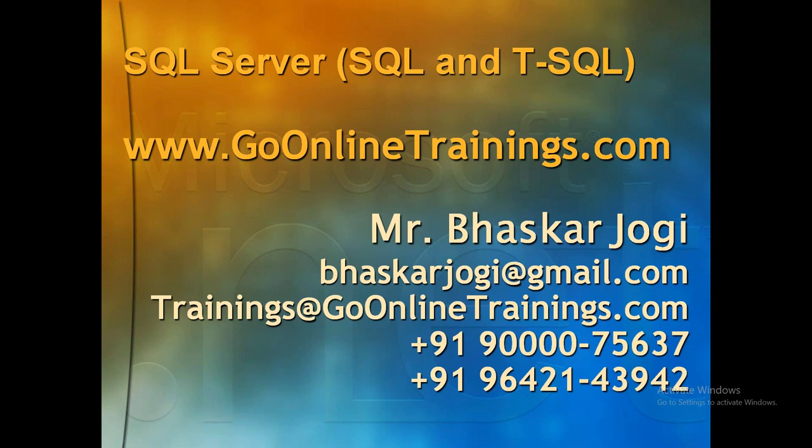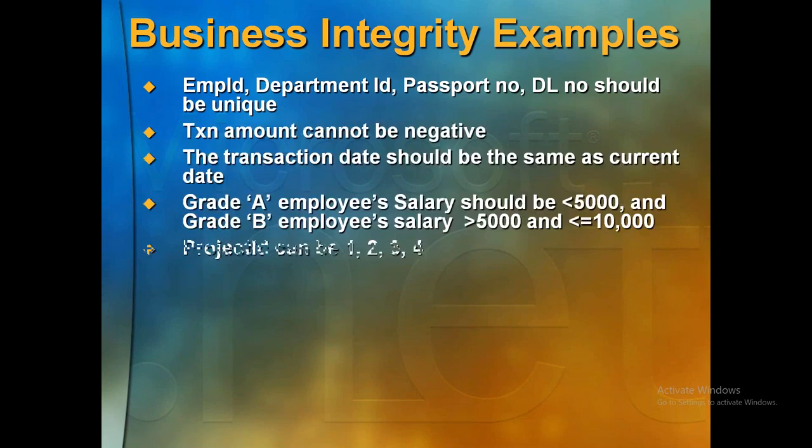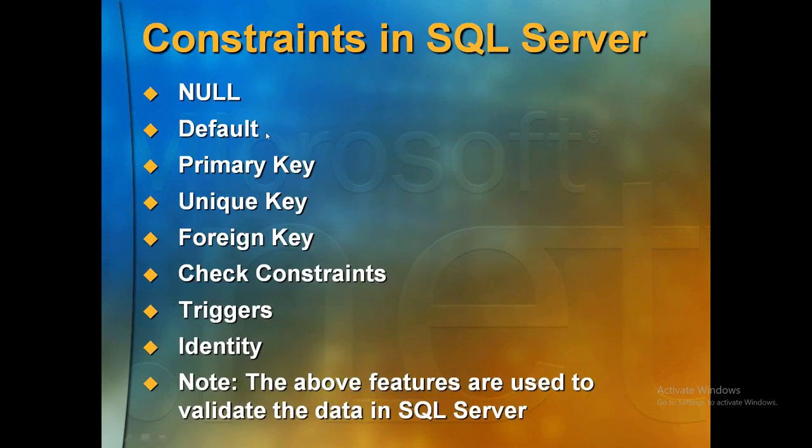We've spoken about a lot of things, right? So what are the things we discussed? We discussed null, default, primary key, unique key, foreign key, check constraints. Triggers we will implement later, and check constraints and triggers, both of them are there to validate the data. Clear? Simple expressions means we can go in for this.